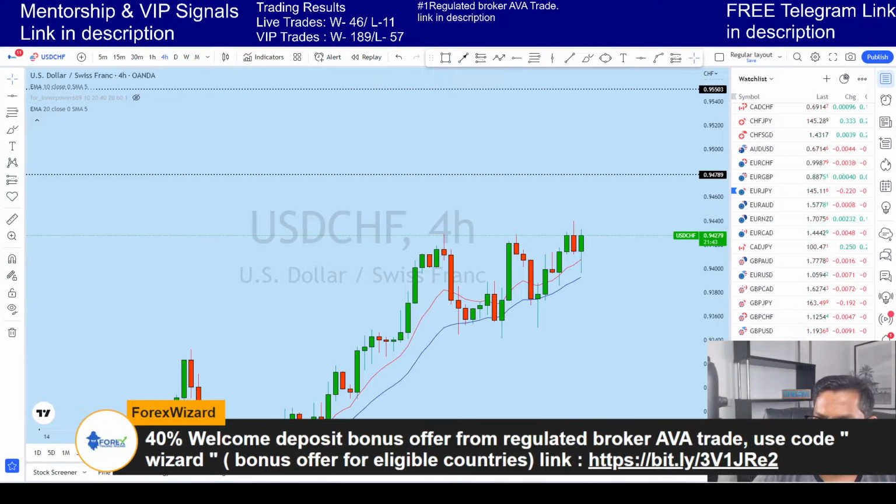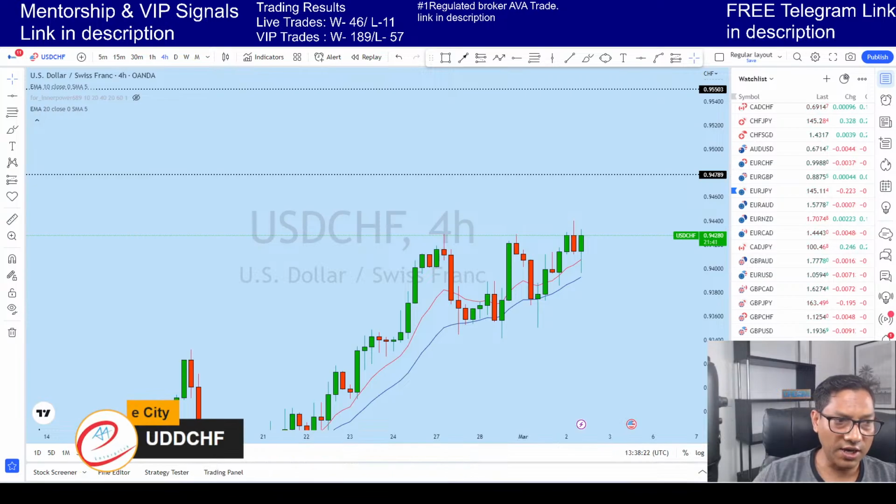So let's look at dollar Swiss franc that we discussed. I think that this market will be bullish. It's my opinion. I could be wrong at any point, but most of the time I'm right. That's why I'm a trader.